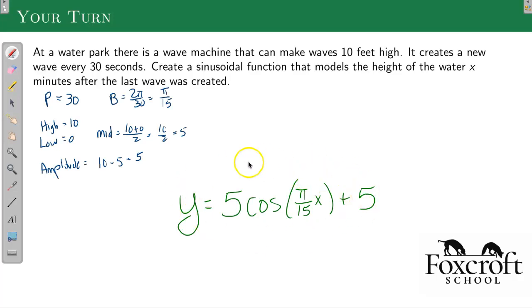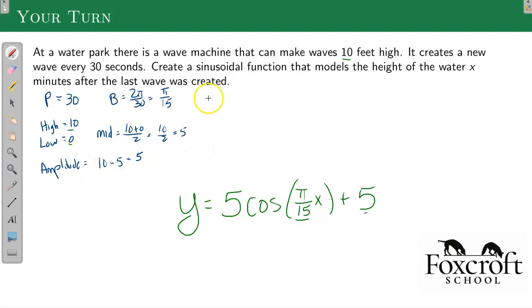All right, and this is a solution I came up with. For the period, it makes a new wave every 30 seconds. So you do 2 pi over 30, get pi over 15. That's your b value. It's making waves that are 10 feet high. And when there's no wave, it's 0 feet high. So my midline is 5. I take the high point and subtract my midline, and I also get an amplitude of 5.